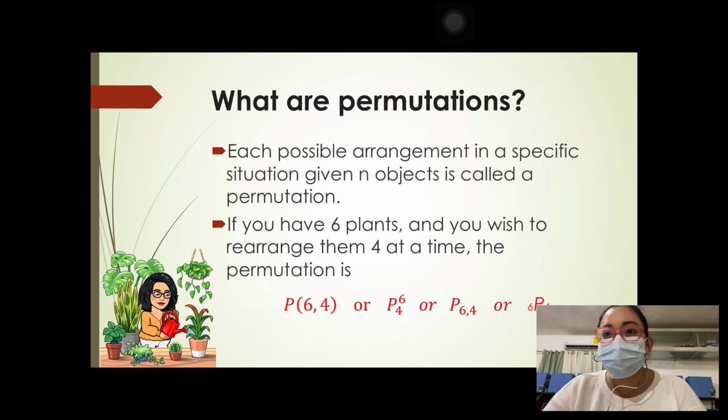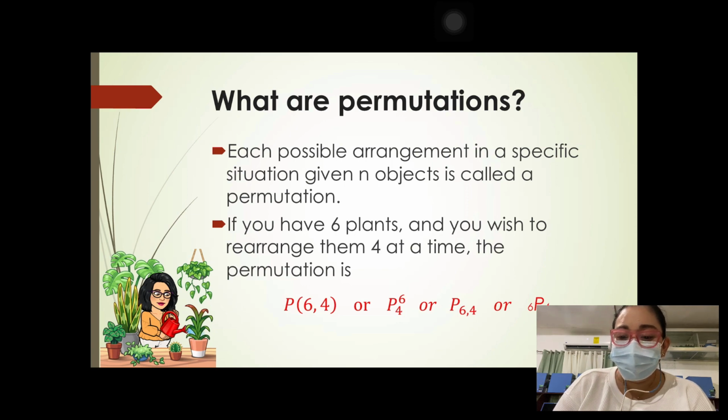Alright. So, para malaman natin ang formal definition ng permutation, we have this one. Each possible arrangement in a specific situation given n objects is called a permutation. So, it's a possible arrangement in a specific situation. Kung mapapansin nyo, yung word na specific, okay, may specific situation na hinahanap sa isang permutation.